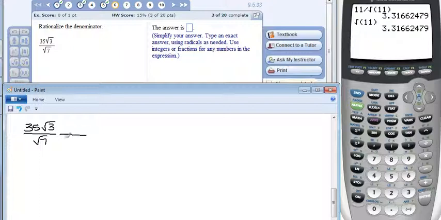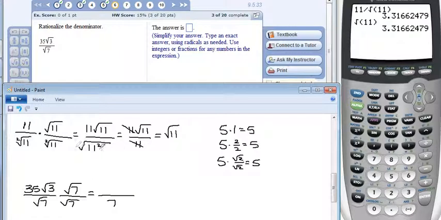So again, I'm going to want to multiply by that special form of 1. I've got 1 square root of 7, so I want 2 of them, top and bottom. Now this is always the square root of 7 squared, which is 7. That's just standard. You see how these two wipe each other out, just like these two become 11? That's always the way it's going to be.